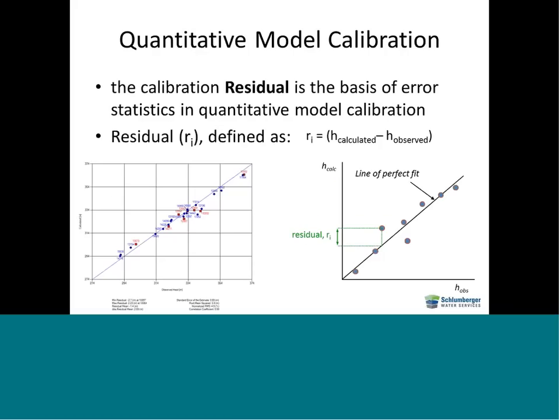So quantitative model calibration involves looking at the residuals, which is the basis of the error statistics for quantitative model calibration. For those that aren't aware, the residual is defined as the difference between the observed head or flux and the calculated head or flux. A couple of examples are shown on the screen through an image representation on the right, and the image on the left shows a number of observations with a calibration chart that you would typically see following a MODFLOW run.